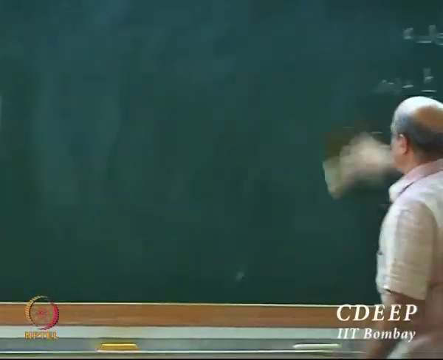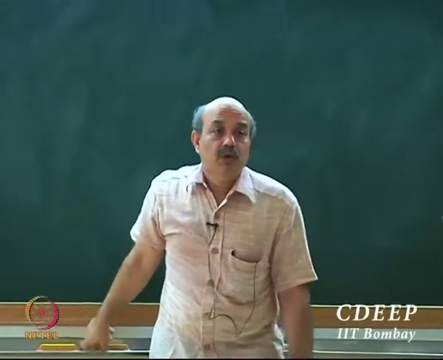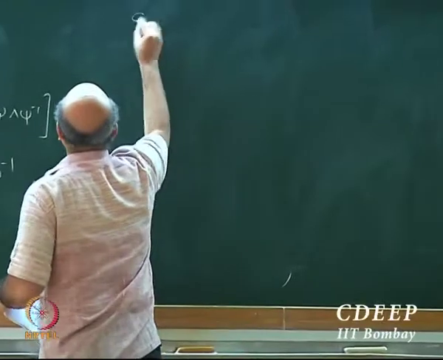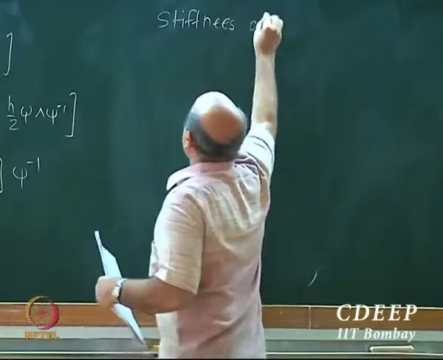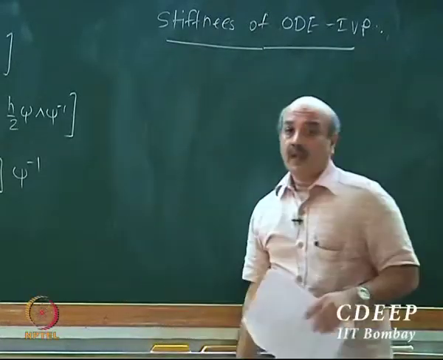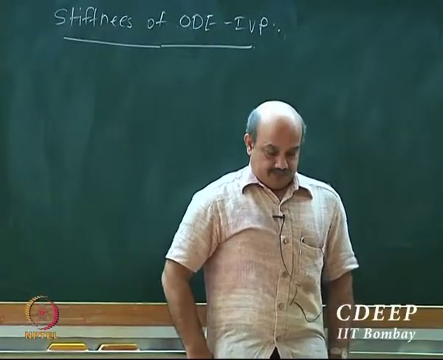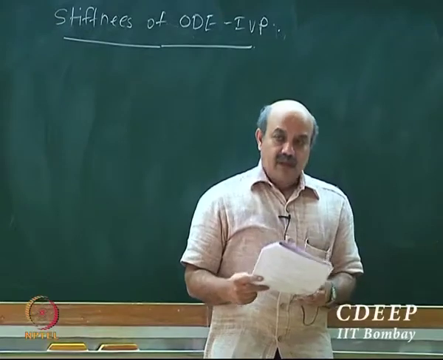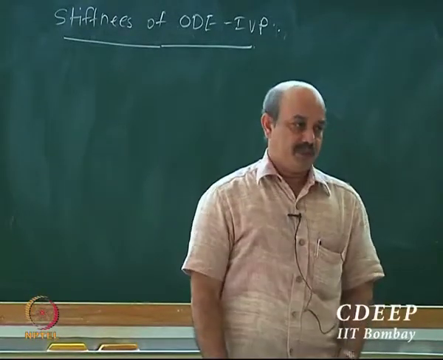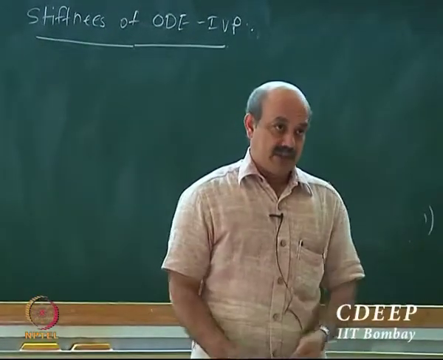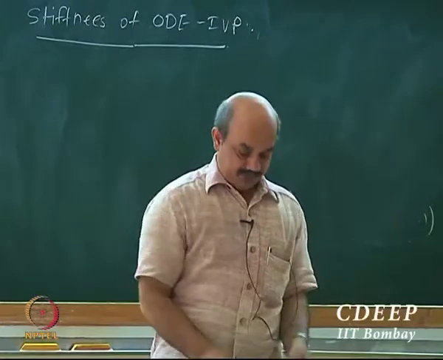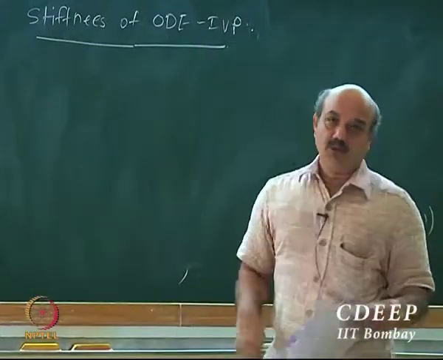Okay, one last thing which will connect to DAE solvers is this concept of stiffness of ODE. Stiffness is a concept that is related to the eigenvalues of the local Jacobian, if it is a nonlinear system, or if it is a linear system, to the relative eigenvalues, that is the largest eigenvalue and the smallest eigenvalue. I'll just talk about this through an example.